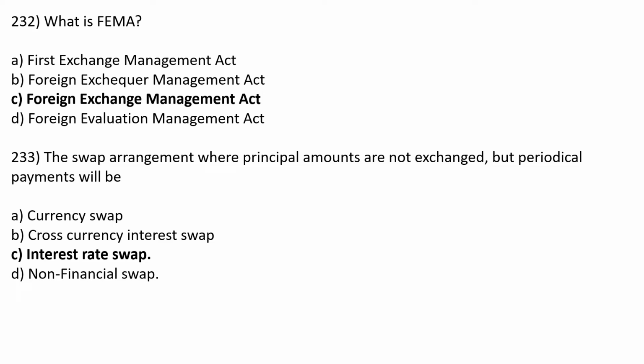In the swap arrangement where the principal amounts are not exchanged but periodic payments are made, it is: option A currency swap, option B cross currency interest swap, option C interest rate swap, option D non-financial swap. The correct answer here is option C, interest rate swap.